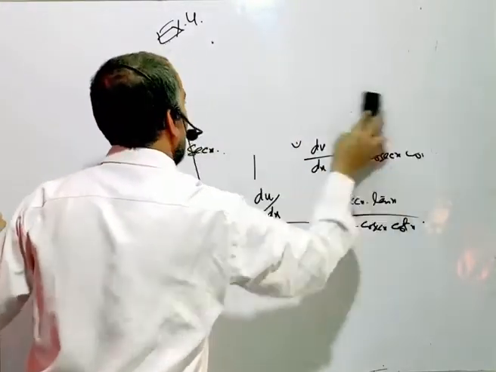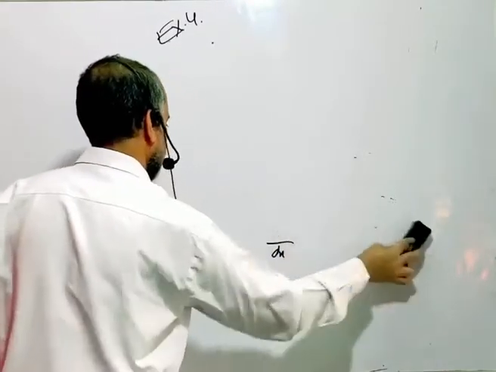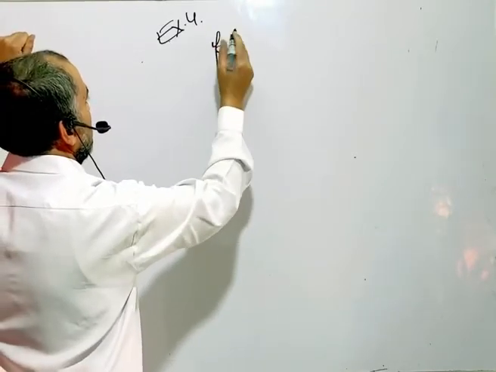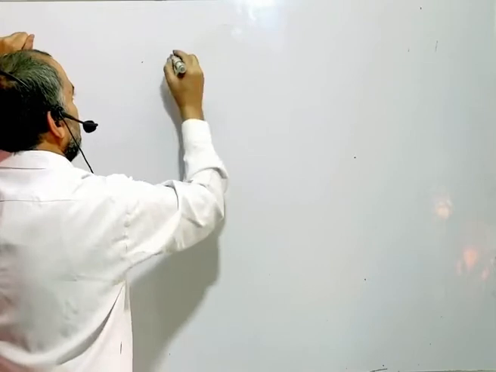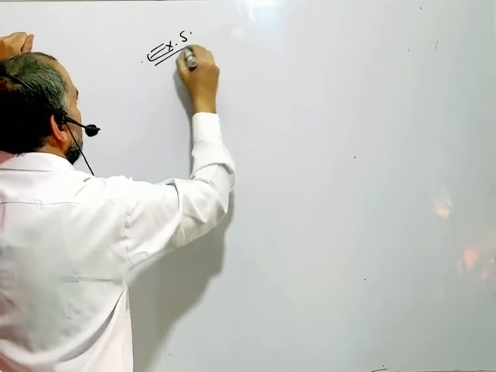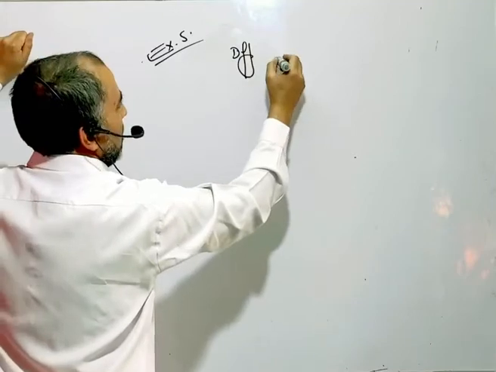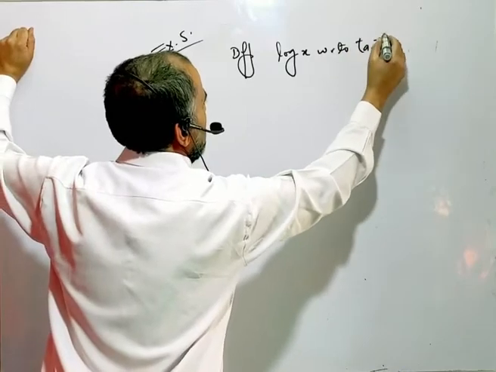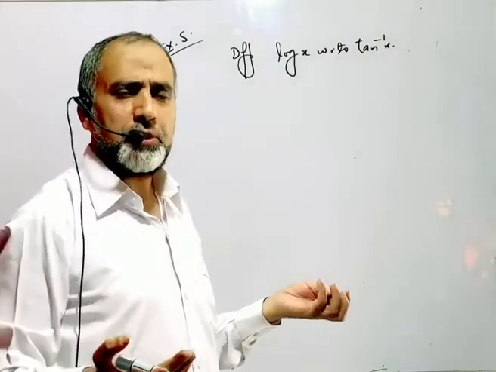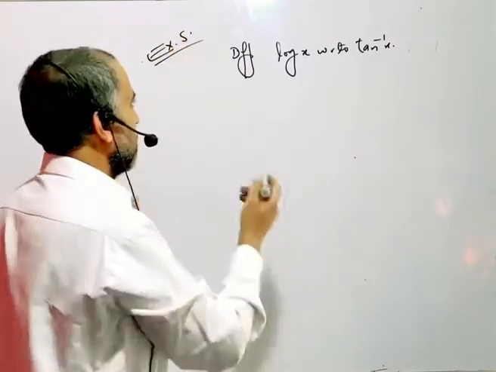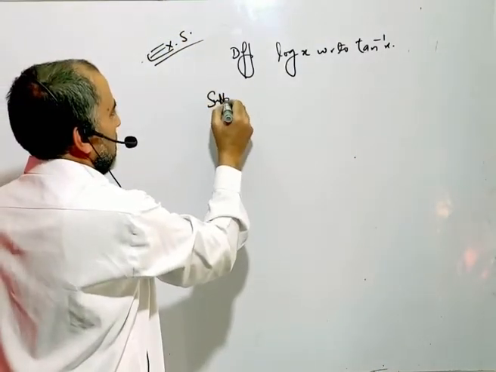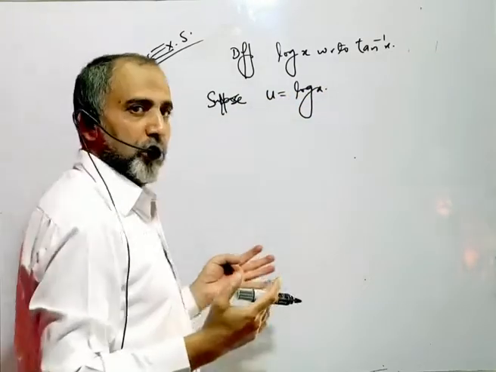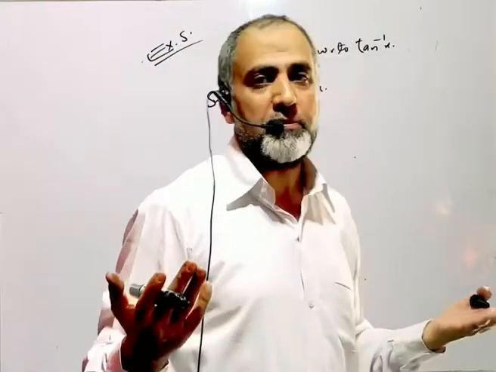Example 5th लिखिए. Example 5th. Differentiate log of x with respect to tangent inverse x. Very easy. On the similar way as we have discussed it previously. Suppose क्या करेंगे solution के लिए? Suppose u is equal to log of x. As we know that the derivative of log of x is 1 upon x.